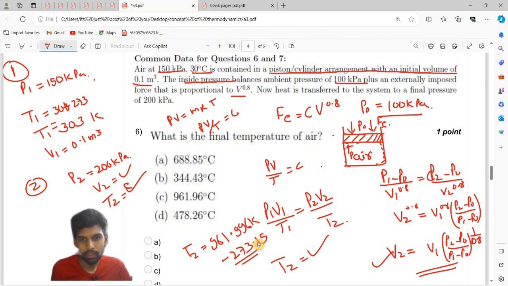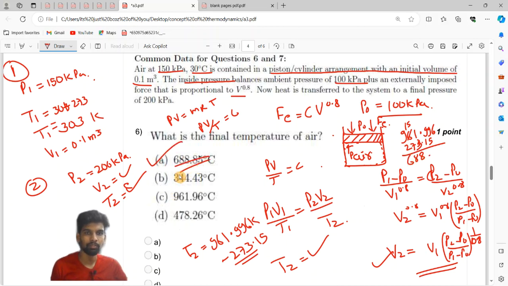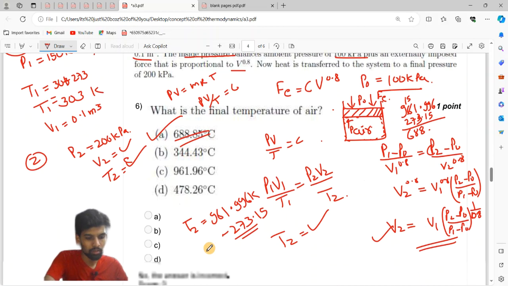273.15 we need to subtract. I think that should not make any difference. Let me do it. 961.996 minus 273.15. So it will come out as 688.85 degrees Celsius. I hope you got this.